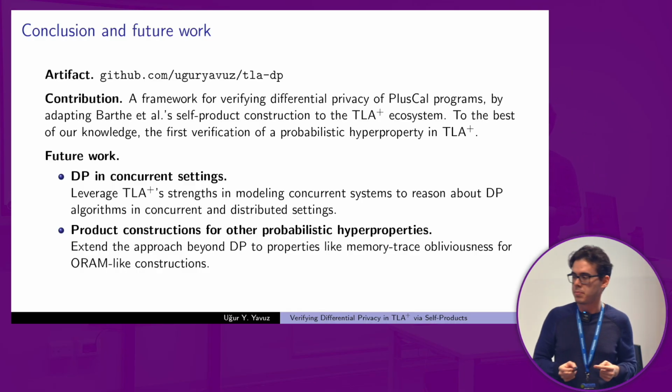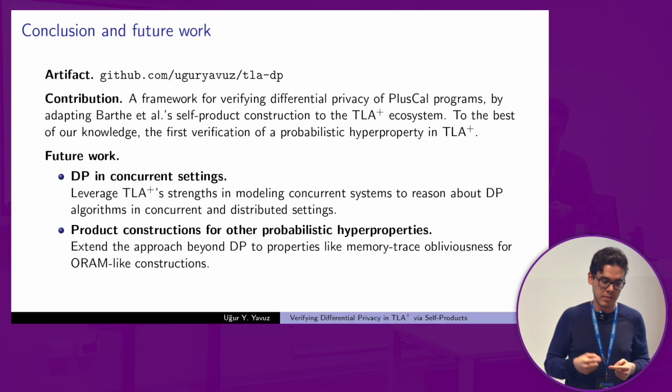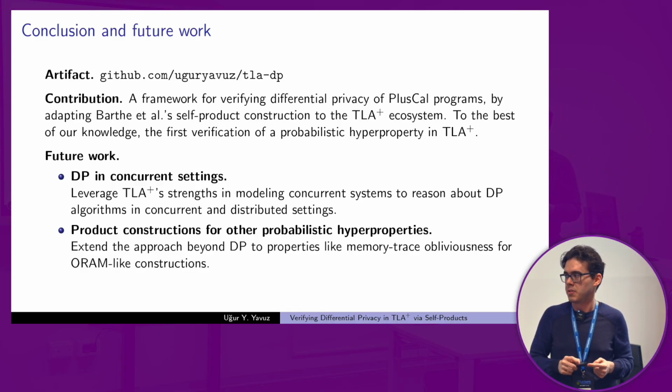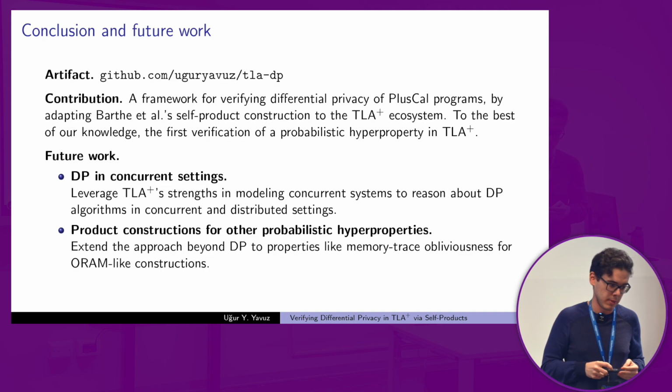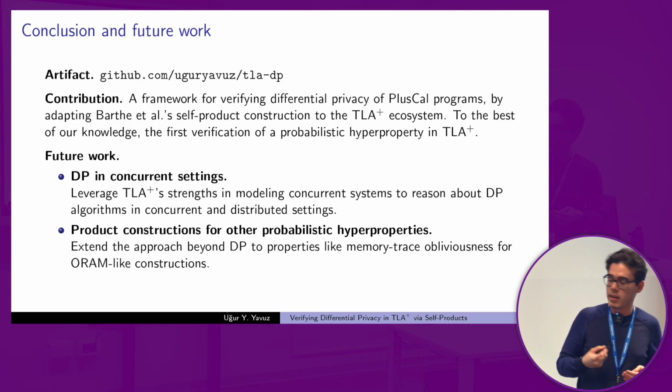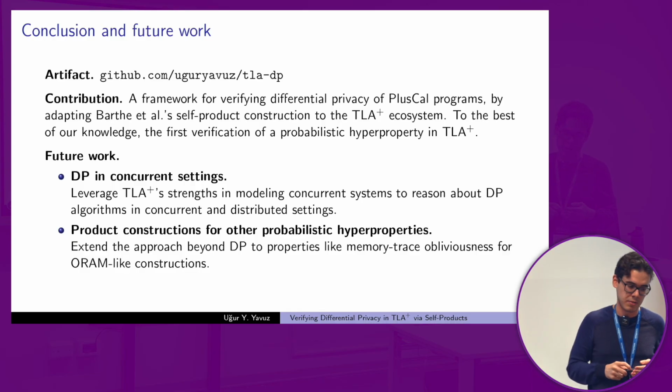The first is differential privacy in concurrent settings. TLA is a natural place to model concurrent and distributed systems, and we'd like to leverage that to reason about DP algorithms that are themselves concurrent or distributed. And secondly, we would like to explore broader product constructions for the verification of probabilistic hyperproperties. One example that we're currently looking at is memory trace obliviousness for ORAM-like constructions.